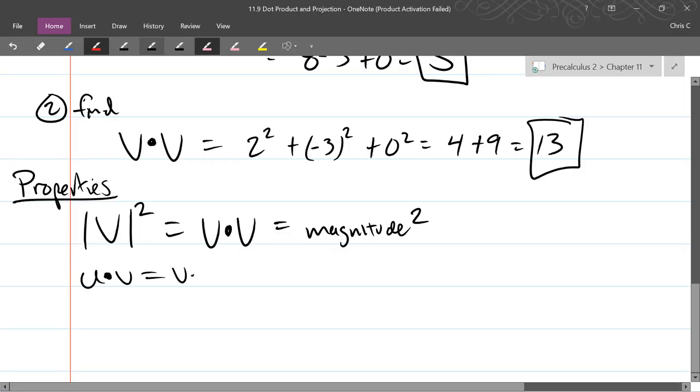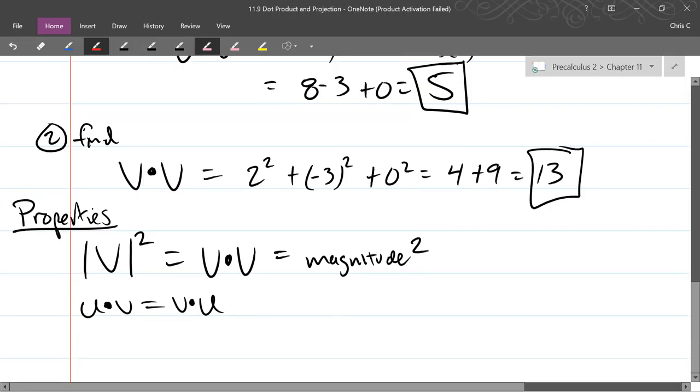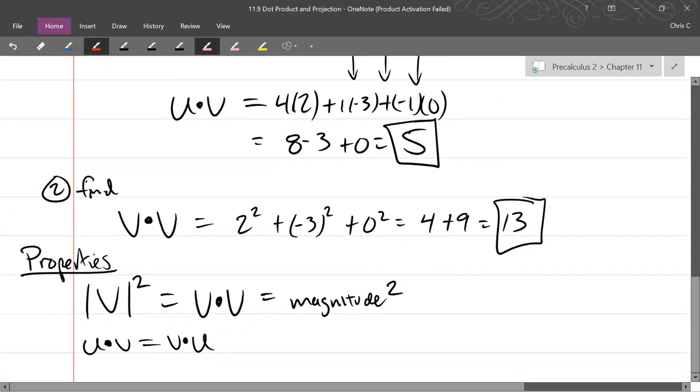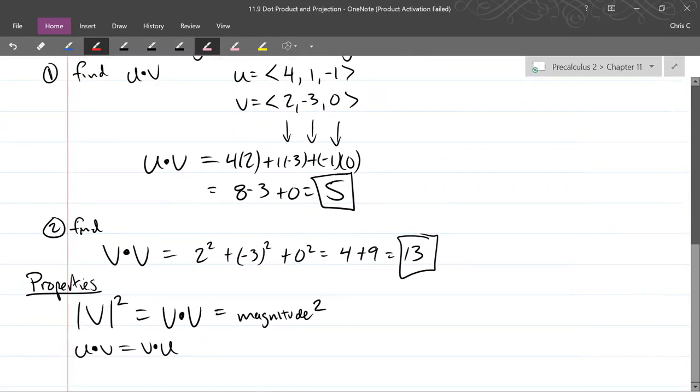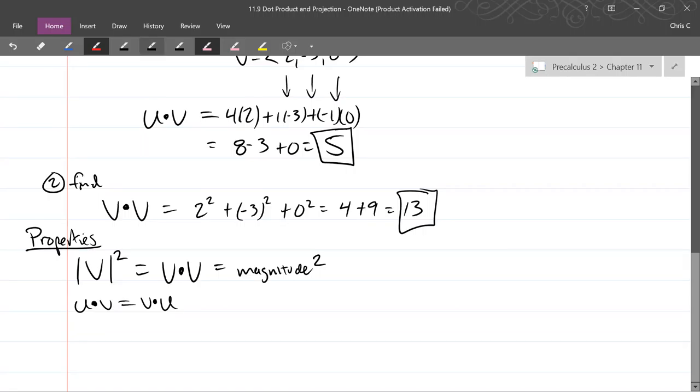And it doesn't matter what order you dot product your two vectors, u dot v is the same as v dot u. Because all you're doing, if you think about the operation you're actually performing, you're multiplying. It doesn't matter if I did 4 times 2 or 2 times 4. It doesn't matter if I did 1 times negative 3 or negative 3 times 1. I have the same thing. So we have this property. It's called commutative property.